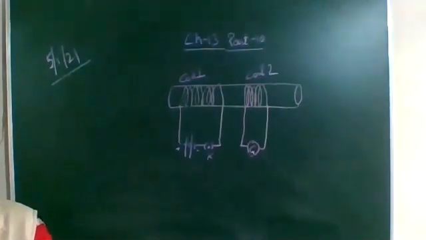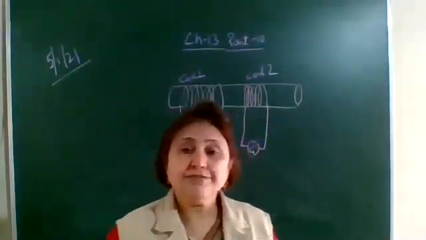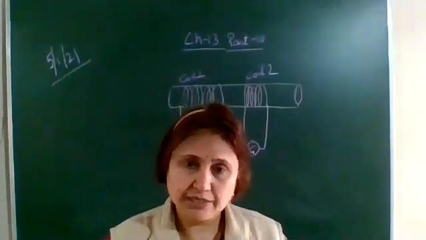Stretch the thumb, forefinger and the middle finger of the right hand so that they are perpendicular to each other, as shown in figure 13.18. If the forefinger points along the direction of the magnetic field and the thumb along the direction of the motion of the conductor, then the middle finger will show the direction of the induced current. This simple rule is called Fleming's right hand rule. So using the right hand, we can find out the direction of the induced current.